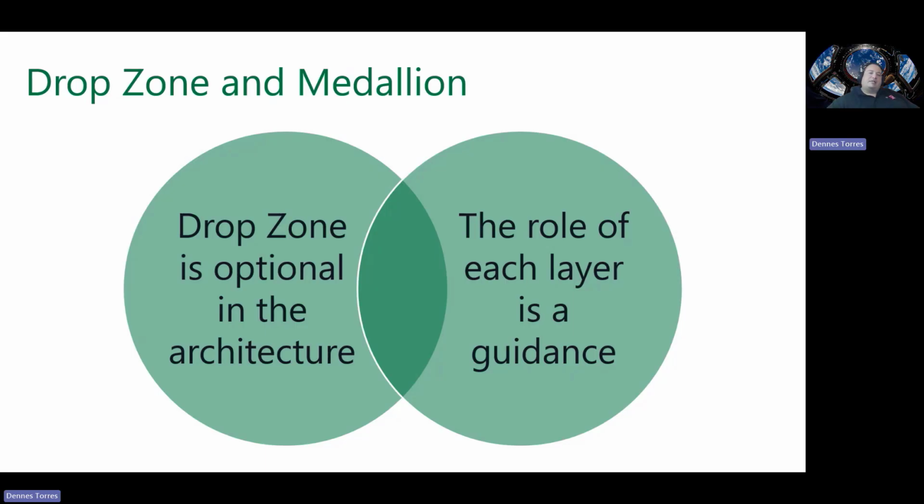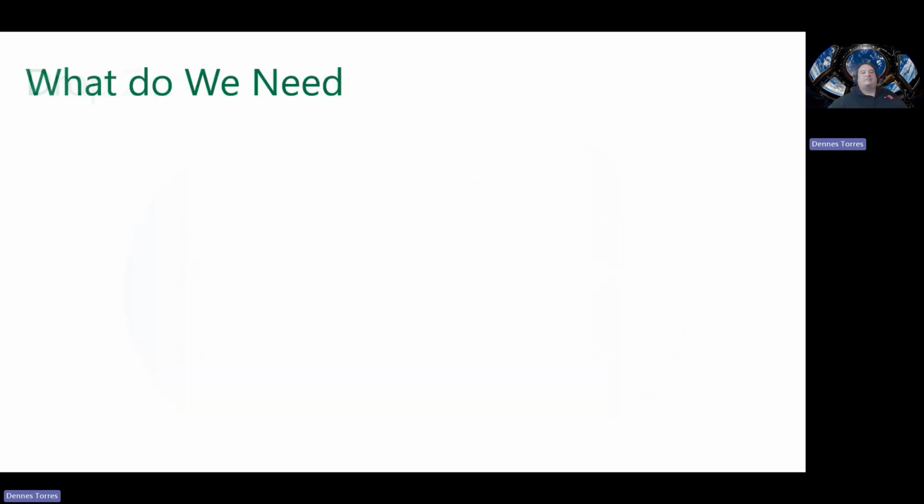The role of each layer is more of a guidance. I already saw many implementations of the medallion architecture where we can notice a difference in the way each layer is implemented. So the role of each layer in the architecture is more of a guidance, especially the drop zone and bronze, where the drop zone is even optional. Can we specify a rule set in stone about what it is? No, we can't. It's like a guidance.